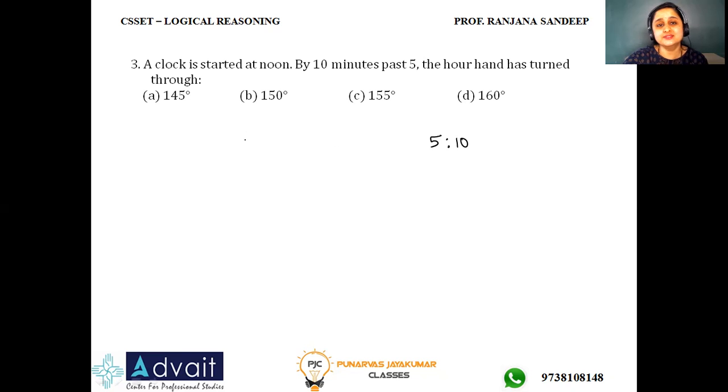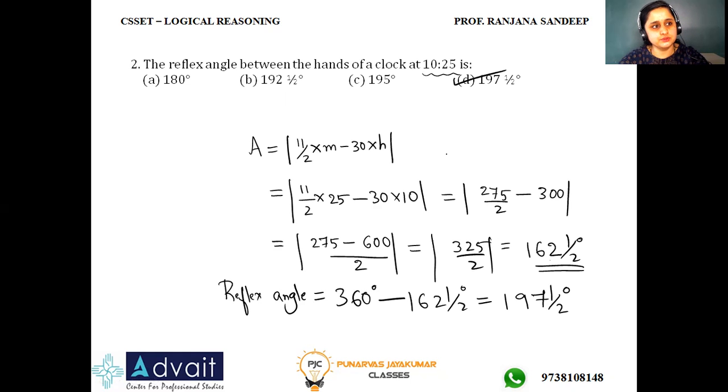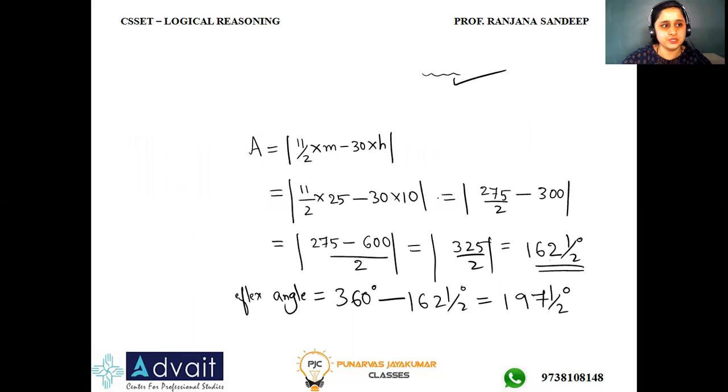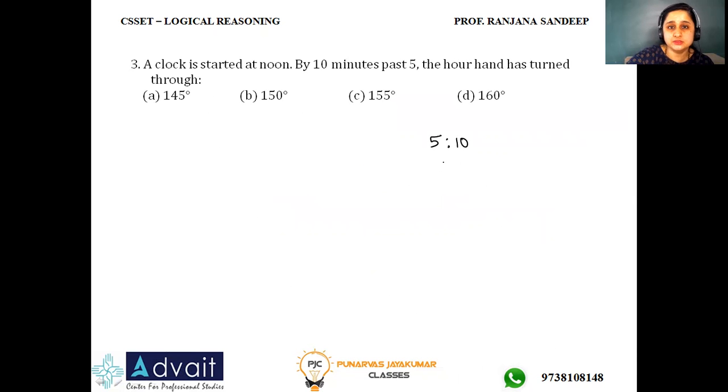The hour hand has turned through how many degrees? This is the question here. Hour hand. So here you have to find the angle covered by the hour hand, not the minute hand. So 5:10. Now just follow this. The angle traced by the hour hand in x hours is 360 by 12 into x degrees, correct? So we are going to use this now. The time is 5:10. When I say 5:10, convert everything in terms of hours. So it is 5 hours plus 10 minutes.